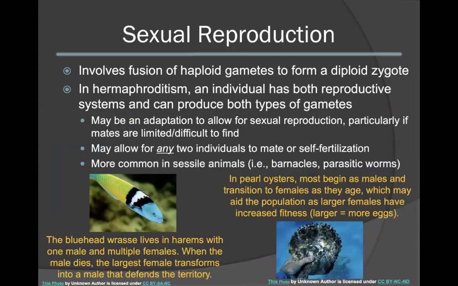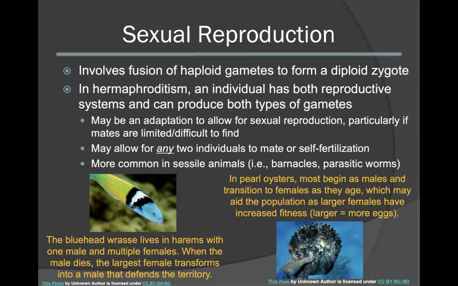Sexual reproduction, on the other hand, involves the fusion of haploid gametes, usually male sperm and female eggs, to form a diploid zygote. In hermaphrodism, an individual has both reproductive systems, and as a result, they have the ability to produce both types of gametes. This can be an evolutionary adaptation to allow for sexual reproduction, particularly in environments or during times when mates may be limited or very difficult to find. Hermaphrodism allows for any two individuals to mate, or for one individual to self-fertilize itself.